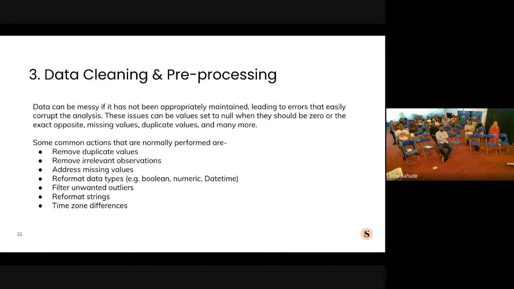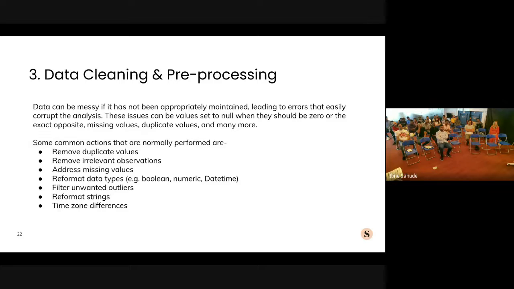Data can be messy if it has not been appropriately maintained, leading to errors that easily corrupt the analysis. These issues can be values set to null, values with a zero or exactly opposite meaning, or missing values. Mathematical operations will fail if they have a division by zero or a null value. No matter if your data is there and you have applied a good algorithm on top of it, if the values are not accurate, not appropriate, or corrupt, your analysis will fail. So the third step, after collecting data, is to clean it properly.